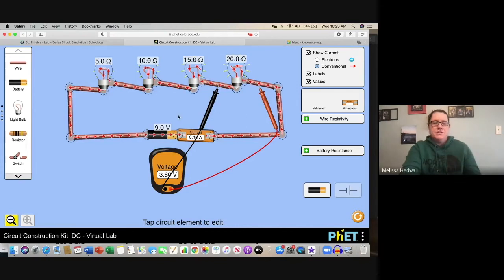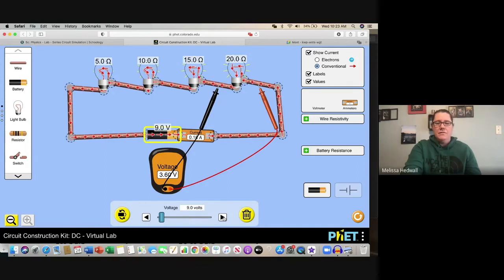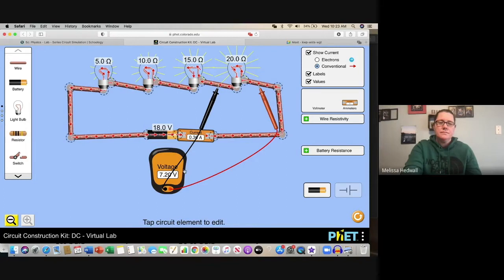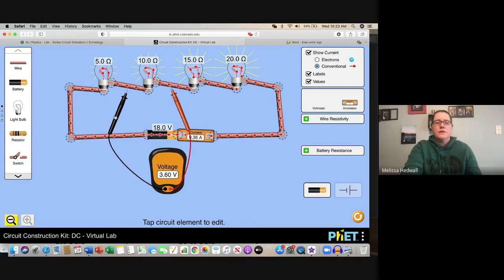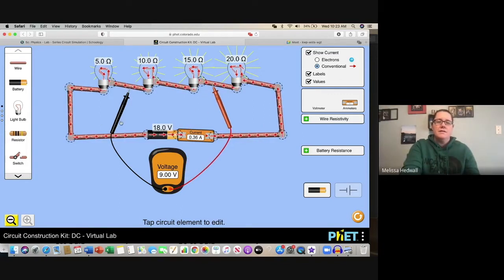The next part of the question then asks us to change the voltage of the battery. So we're at 9 volts. It asks us to go to 18 volts. And you can see that on this 20 ohm resistor, now the voltage drop on that one is 7.2 volts. So if we go all the way across, we have 18 volts. We go just on the 5 ohm resistor, we have 1.8 volts. We go just on the 10 ohm resistor, we have 3.6 volts. So they're all doubling from what they were before because the voltage on the battery has doubled.